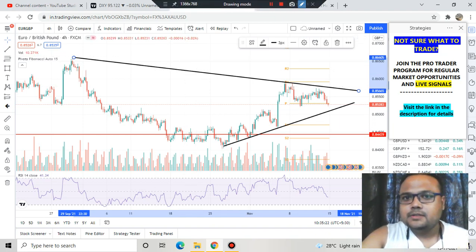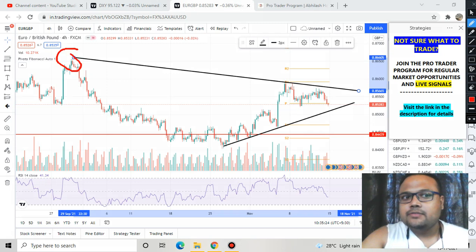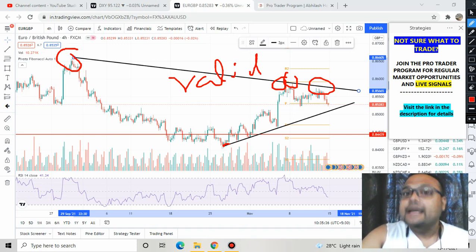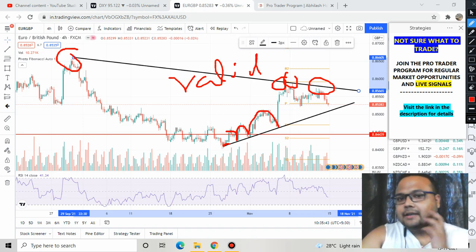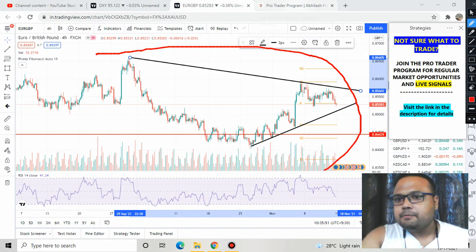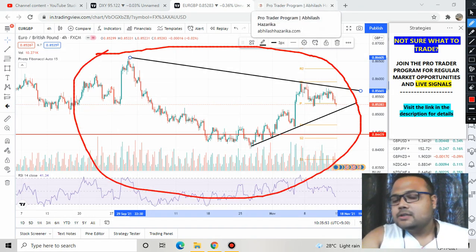Or in simple words, when the market is trying to go up, it is facing resistance from this trend line. So this is a valid resistance for the market. And at the bottom we have this trend line which is also acting as a dynamic support for the market. Whenever the market is coming down, it is getting support from this trend line. So this is a resistance and this is a support. And this pattern is called a symmetrical triangle pattern.